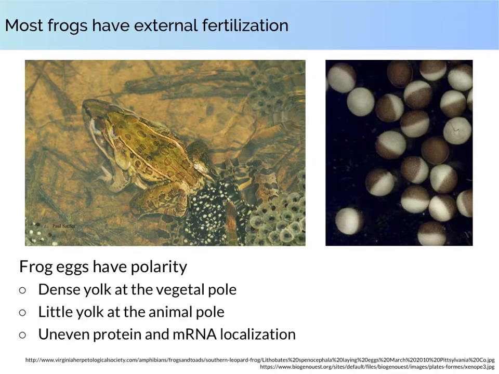Now, frog eggs have a distinct polarity before fertilization, with the vegetal pole having a dense yolk and the animal pole having very little yolk. And in some species, the two poles actually have a distinct pigmentation. In this case, you can see that the vegetal pole is light in color, whereas the animal pole is darkly pigmented. Another important difference between the animal and vegetal poles is the uneven localization of both proteins and mRNAs.